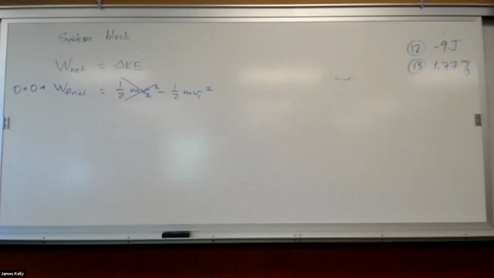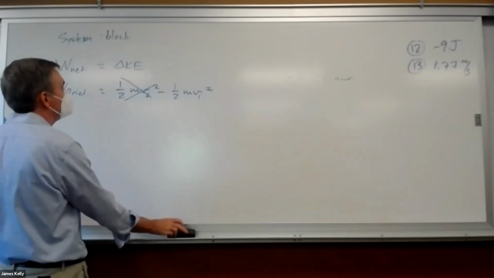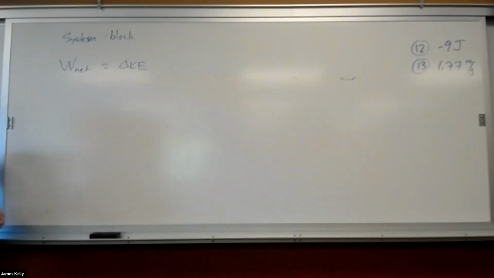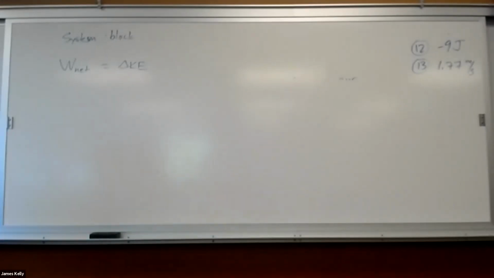Well, the situation hasn't changed. The forces that are acting haven't changed. So it seems like I'm still motivated to choose my system to be the block, the particle, and I could still use the work kinetic energy theorem, the simplest of all these work energy relationships. I'm going to take initial to be right after release, and final to be after it has moved 1 meter. It's still moving, hopefully, otherwise the problem wouldn't make sense.